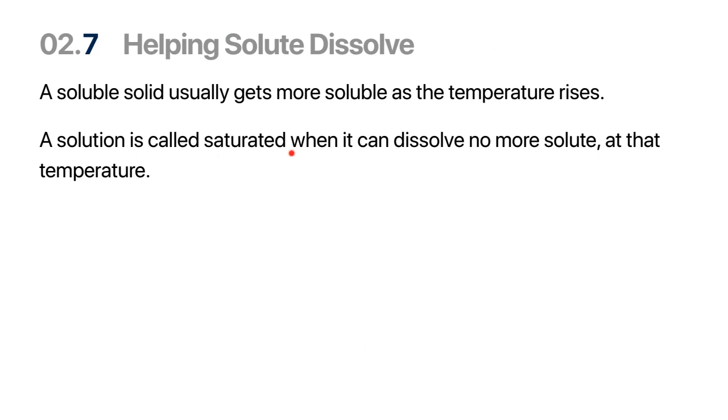A solution is saturated when it cannot dissolve any more solute at that temperature. So a saturated solution of sugar is something that has the maximum amount of sugar at whatever temperature you're referring it to. Normally you'd refer it to room temperature, so it can't dissolve anymore. Okay? That's what saturated means. You'll see this word thrown around a lot, and you should understand what it means. A soluble solid usually gets more soluble as temperature rises. Okay, we discussed this a little bit. Let's move on.